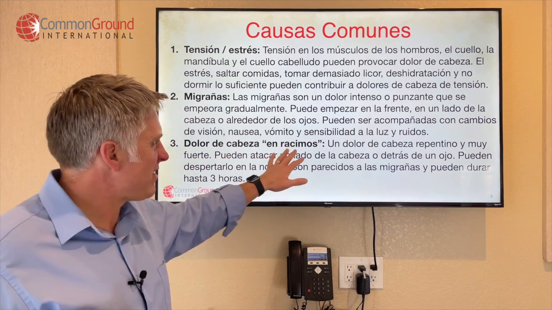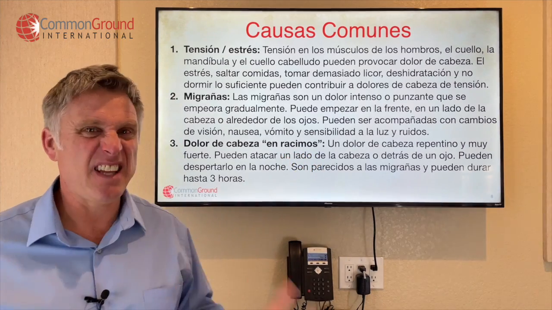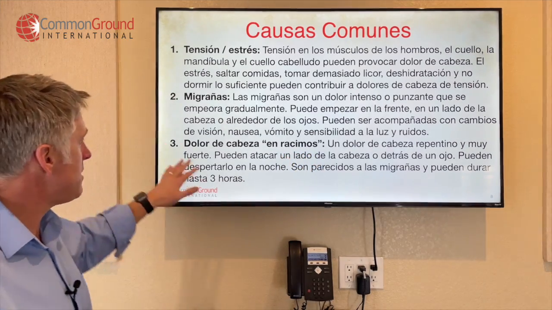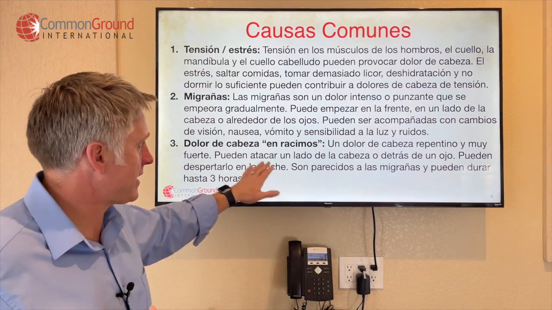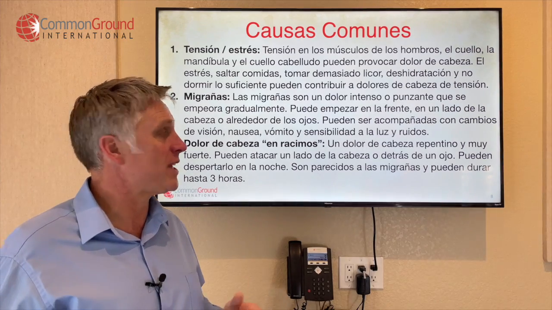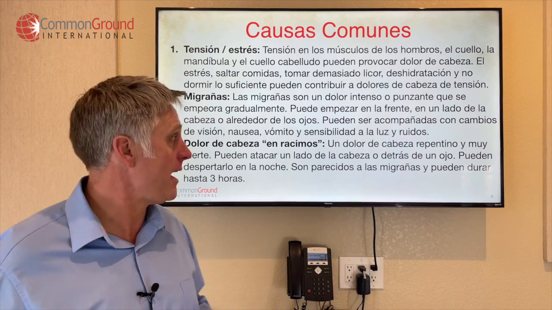Dolor de cabeza en racimos, cluster headaches. Un dolor de cabeza repentino, so a sudden headache, y muy fuerte, it's strong, sudden and painful headache. Pueden atacar un lado de la cabeza o detrás de un ojo. So these can attack one side of the head or behind an eye.